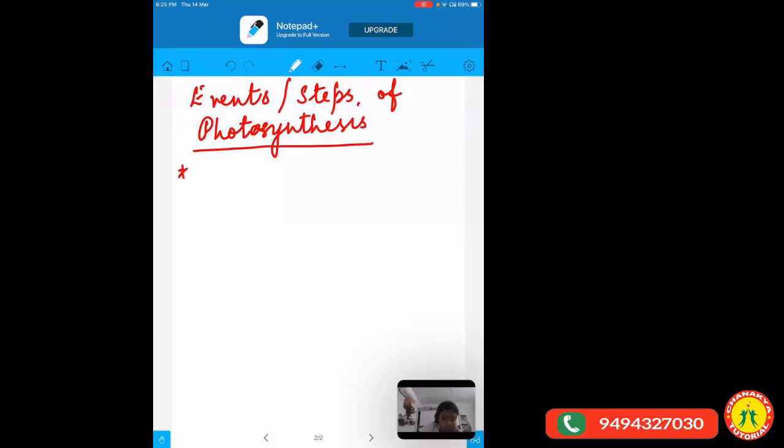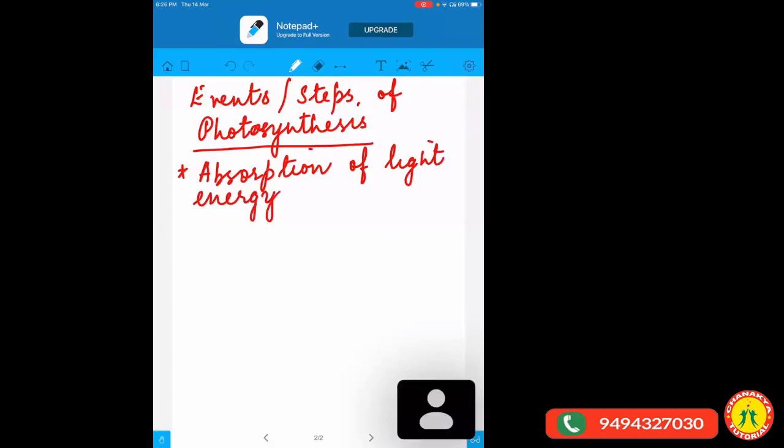So 3 major steps or 3 events are there. The first one is absorption of light energy. So in the first step, the light energy will be absorbed. And who will be doing this now?